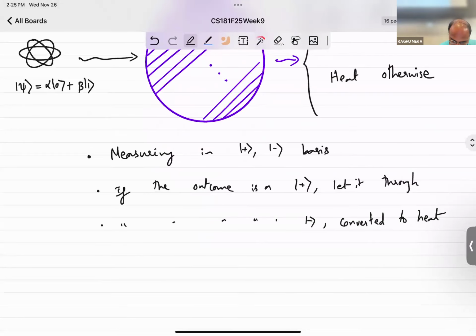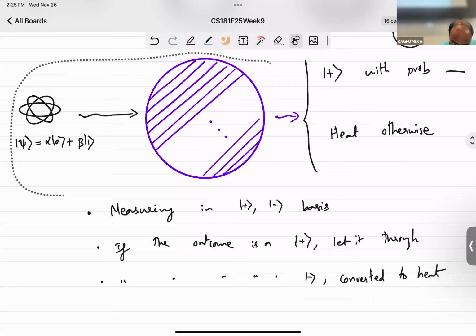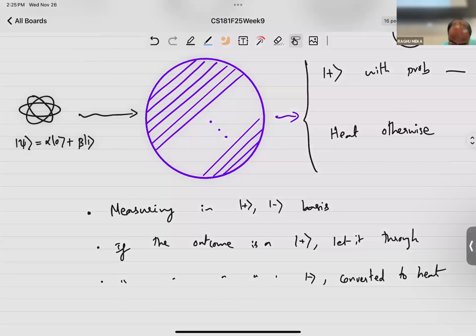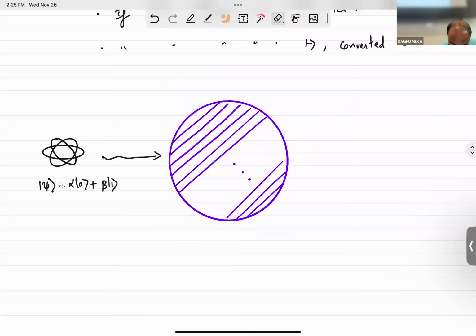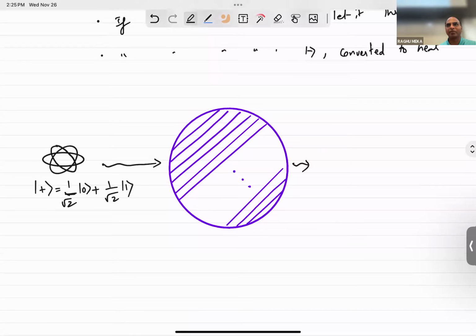So for example, let's say I actually send in the state which is 1 over square root 2 times 0 plus 1 over square root 2 times 1. What would you get? This is exactly the plus state, right? So what would I get? It would just go through all the time.